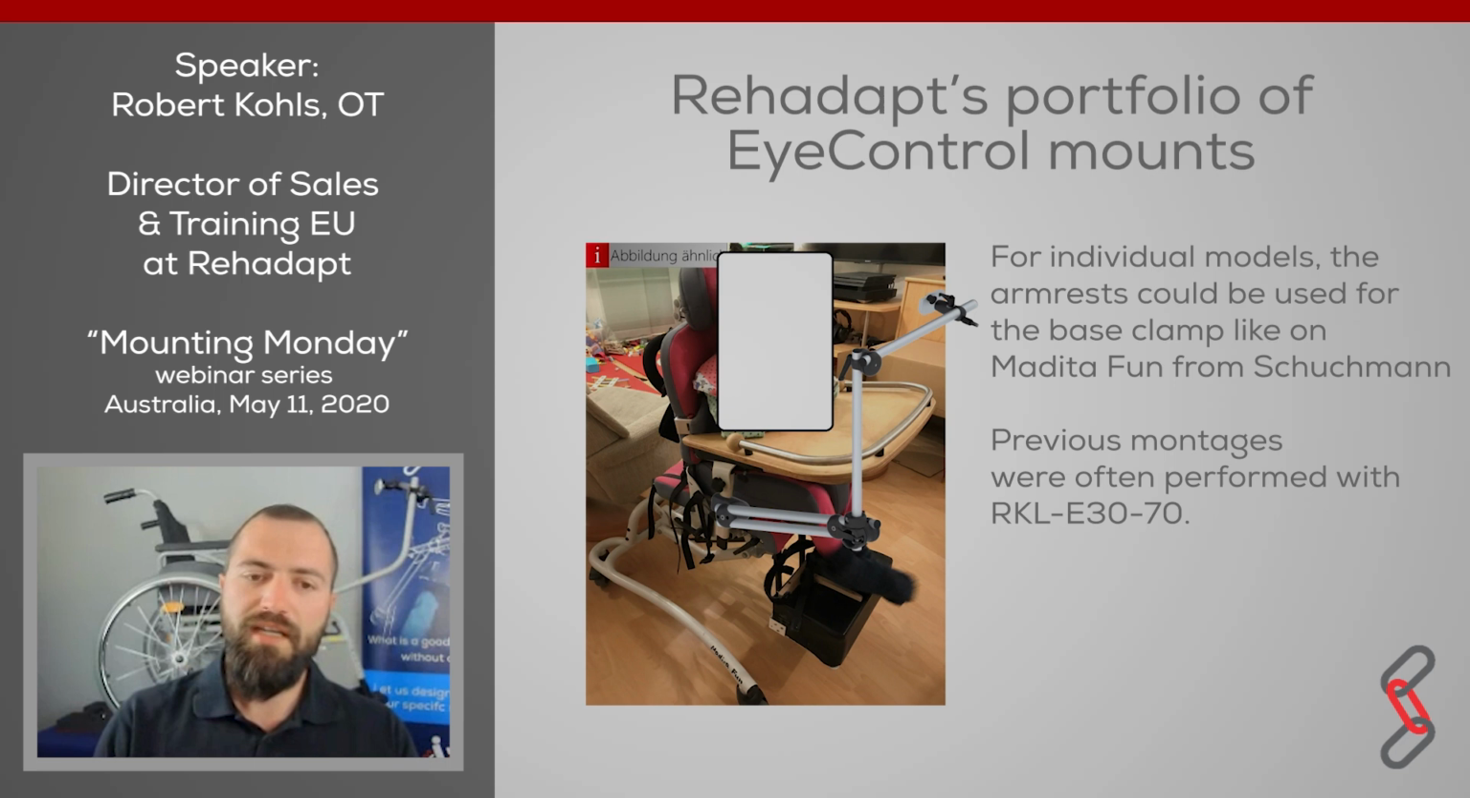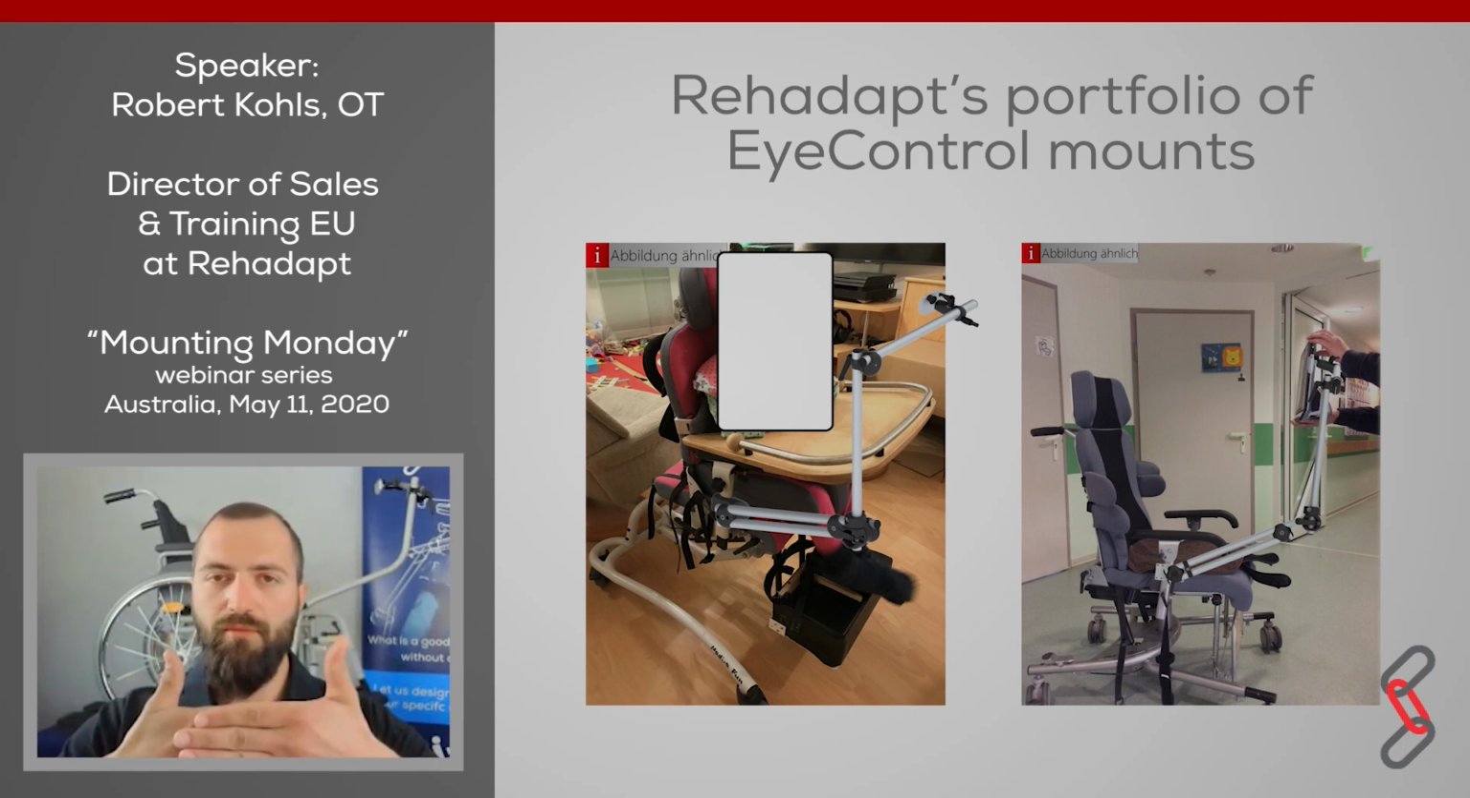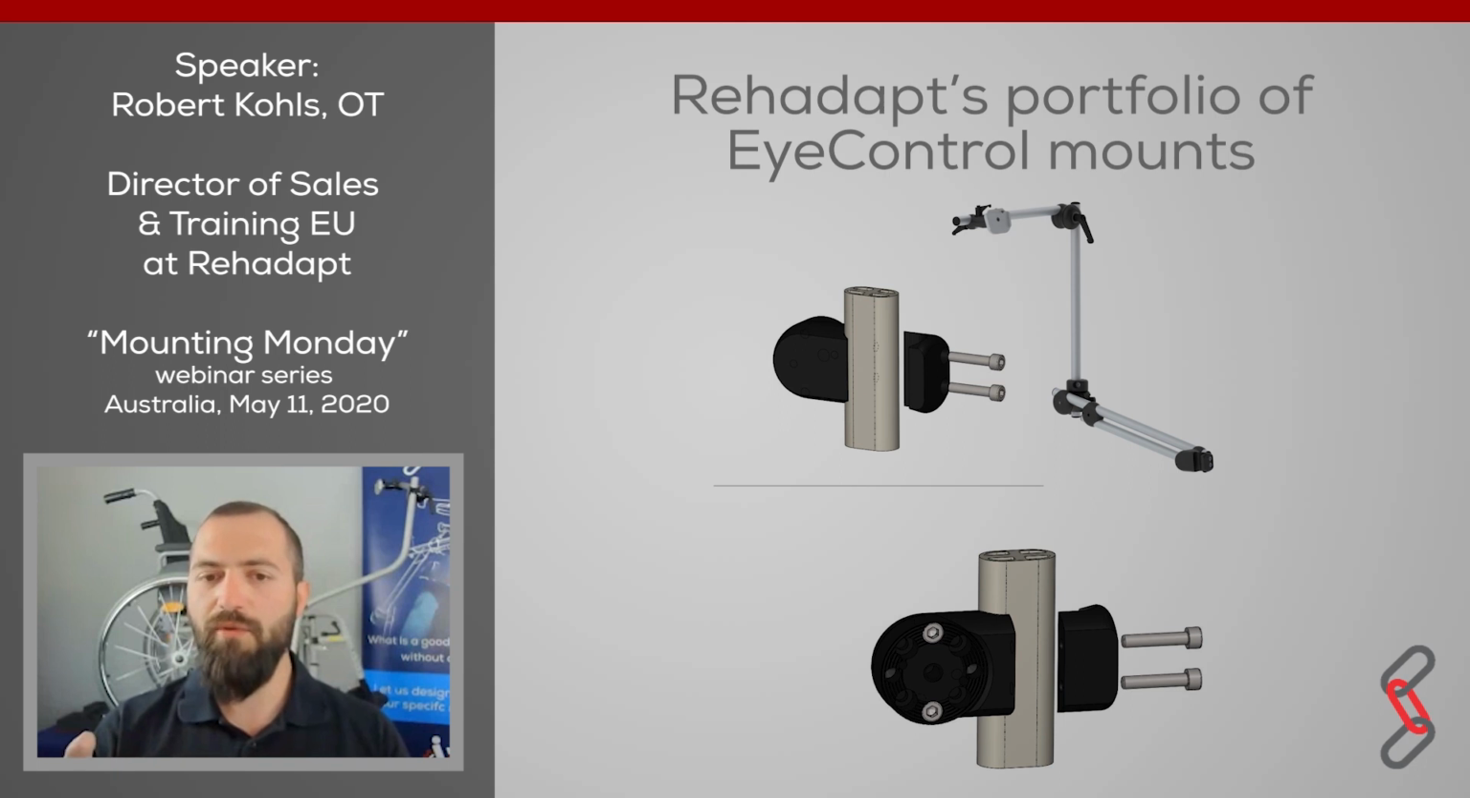We have made a special individual frame clamp for some different kinds of wheelchairs, like for example this wheelchair from the company Schuchmann, but it is also possible to attach the entire solution with two plates with the M3D RKLE 3070 to the armrest. And this is how the components will look when we attach them to the wheelchair.